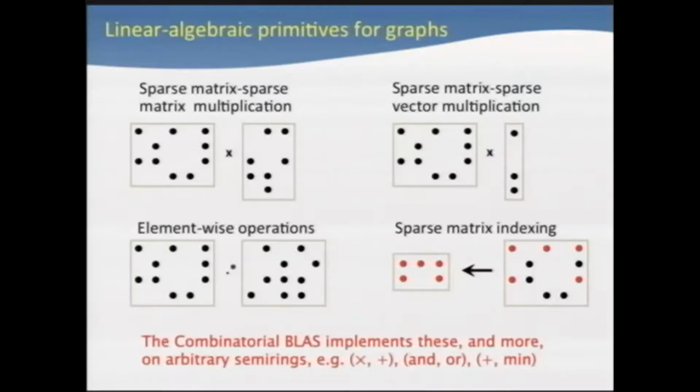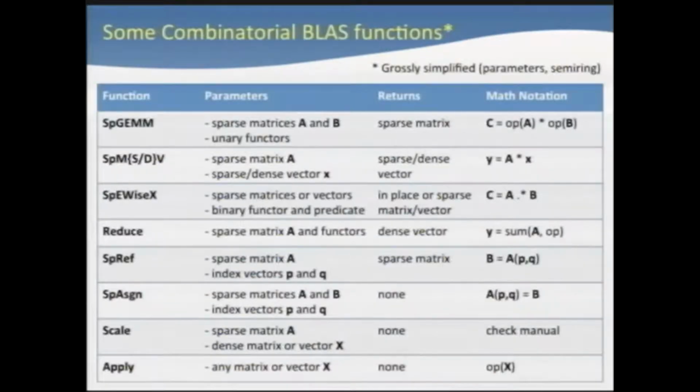And the word I use here, the Combinatorial BLAS, is the system that we've developed over the years. BLAS here stands for Basic Linear Algebra Subroutines. And that's the reason, because it's a bunch of basic linear algebra subroutines to do some combinatorial computations. So what does it look like? Again, not a comprehensive list. It really looks like this.